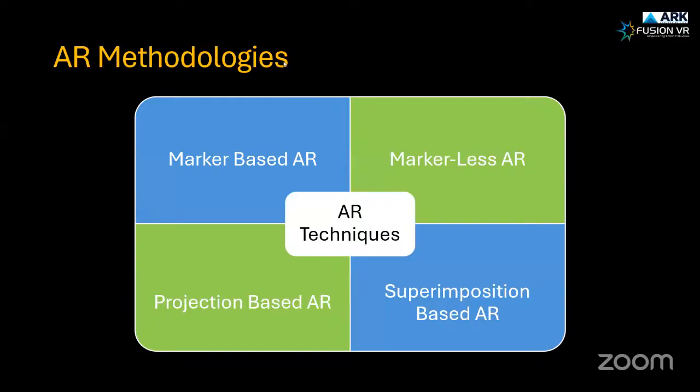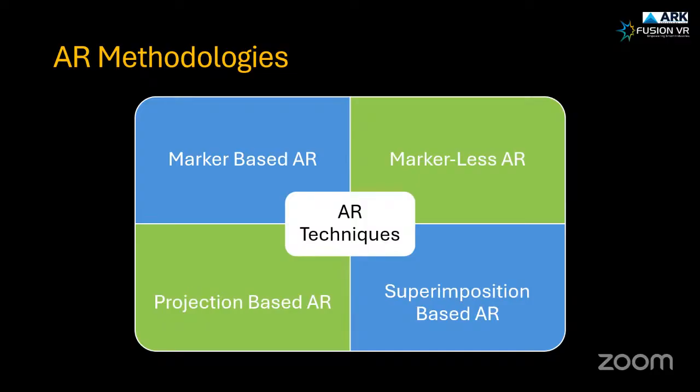Yes, sir. There are different methods: marker, markerless, projection-based, and superimposition. Marker-based is tracking an image and placing a 3D object over it. Markerless is tracking our environment and placing an object randomly. If you just open the application, the 3D object will not appear on its own; it will not be connected with the objects in the environment. That is markerless.